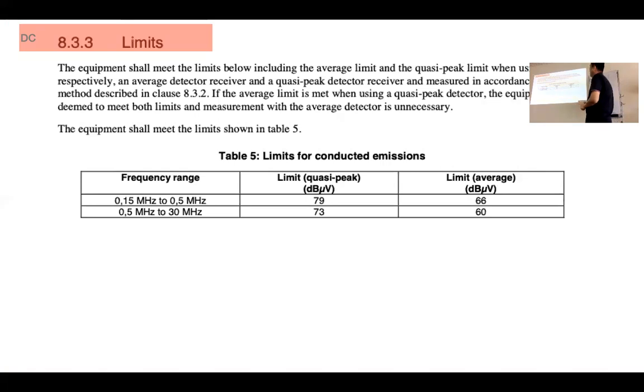So then we look at under the limits. For the average meter it should be 79, and for the quasi peak meter it is 66, versus this one in terms of frequency range. So for this, check the difference between quasi peak and average, the naming. I haven't shown that yet.